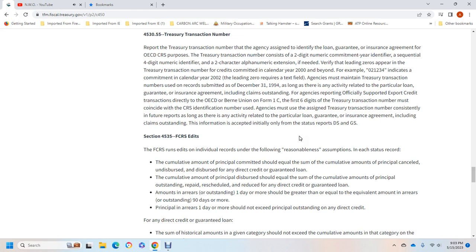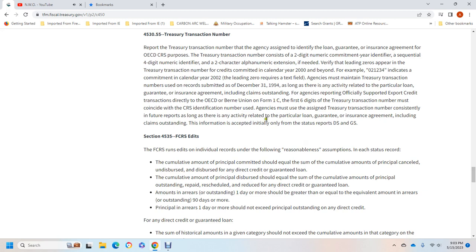Cumulative amounts of principal dispersed should equal the sum of the cumulative amount of the principal outstanding, repaid, rescheduled, or reduced for any of the direct credit or guaranteed loan. The amount in arrears outstanding 1 day or more should be greater than or equal to the amount in arrears outstanding 90 days or more. Principal in arrears 1 day or more should not exceed principal outstanding for any of the direct credit.